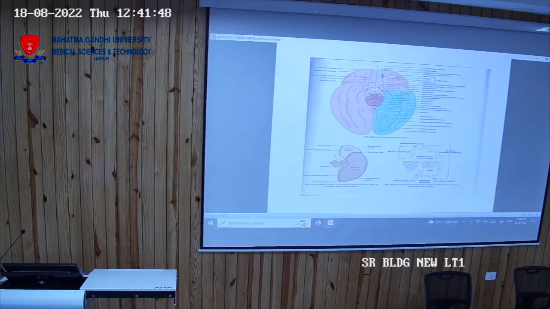Olfactory bulb, olfactory tract. As the olfactory tract comes posteriorly, it divides into two branches. Look here. And the masses of blood vessels present inside the two parts of it form what is called the anterior perforated substance. Anterior perforated substance, that is this one. One sulcus is the olfactory sulcus, that is this one.